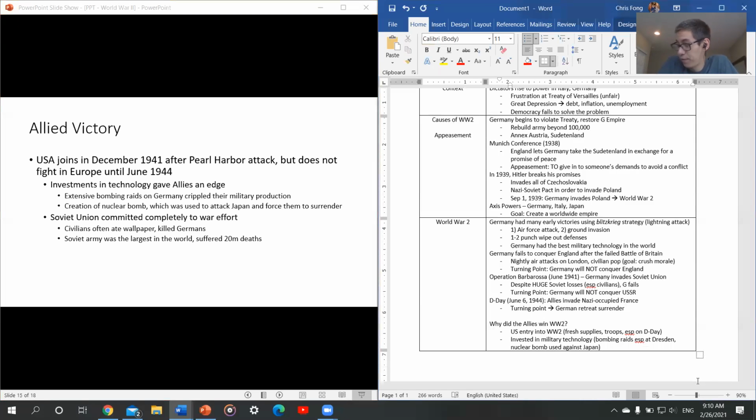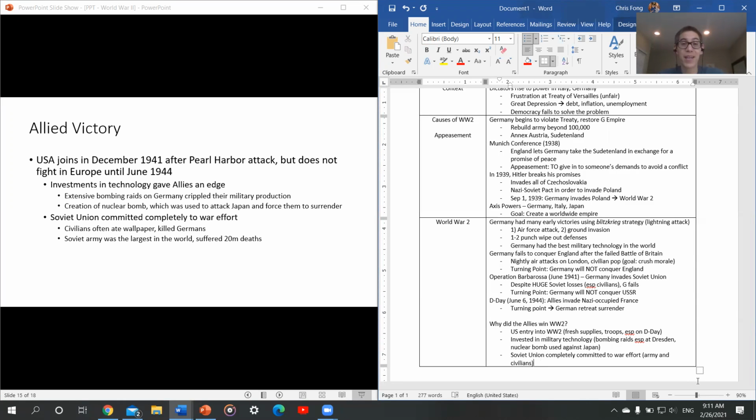Hiroshima and Nagasaki, August 6th and August 9th, 1945. The only two times nuclear weapons have ever been used. So part of the reason why the Allies won is because of that investment in technology. Part of it is because the Soviet Union completely committed to the war effort, army and civilians.